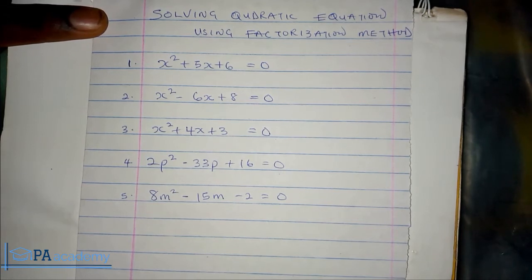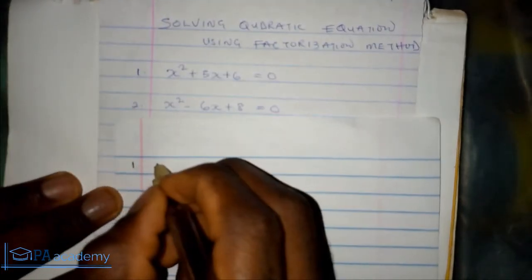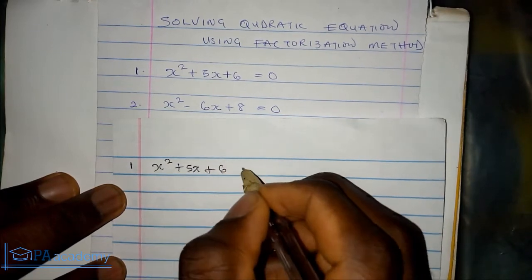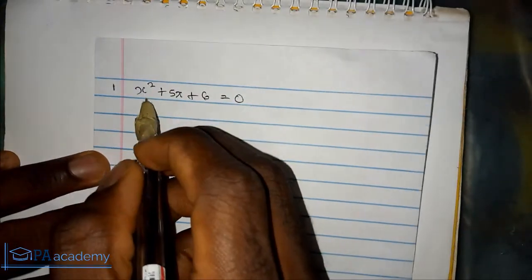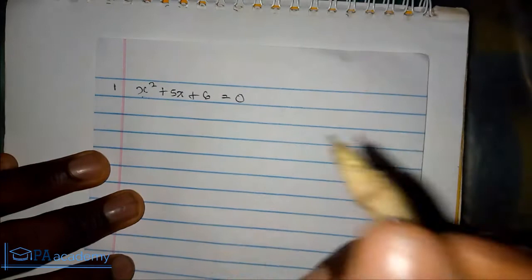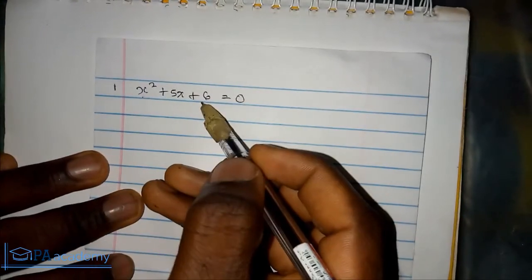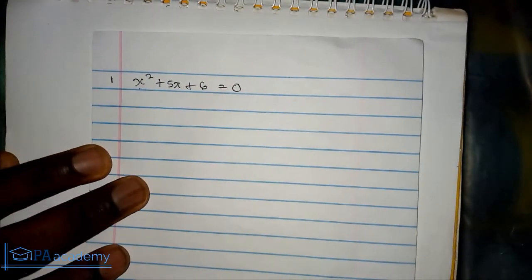So the example 1 says, x squared plus 5x plus 6 is equals to 0. So now to solve this equation, basically what we are looking for is what value of x will make this equation equals to 0. That means we are looking for the value of x, whereby when we insert it back into this equation, it will give us 0. So basically that is what quadratic equation is all about.